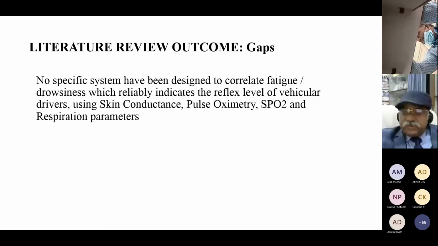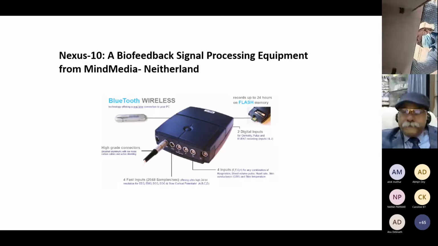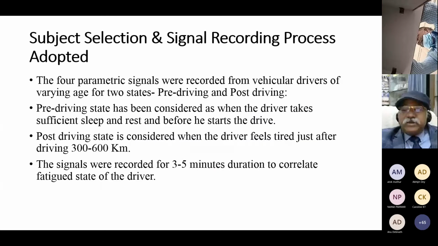So, different kinds of sensors. In this particular case study, the sensors used were for skin conductance, pulse oximetry, SpO2 and respiration parameters. These parameters were taken. The data was collected through this equipment, which is a biofrequency signal processing equipment, and real-time data was collected. Four parametric signals were recorded from vehicular drivers of varying age in two states, pre-driving and post-driving data. The pre-driving state has been considered as and when the driver has taken sufficient sleep and rest, before he starts the drive.